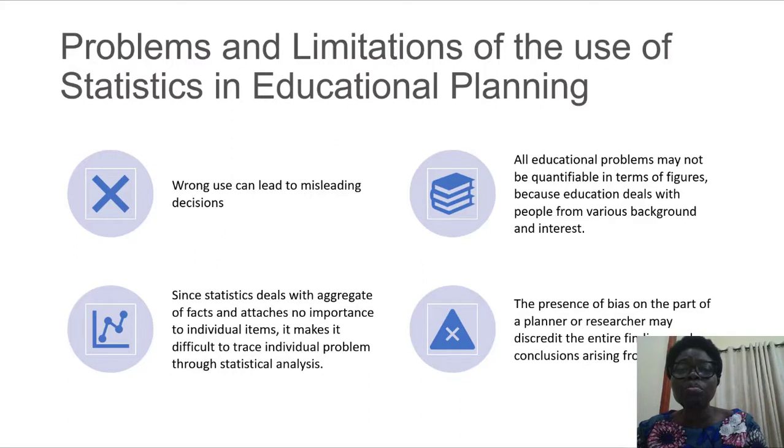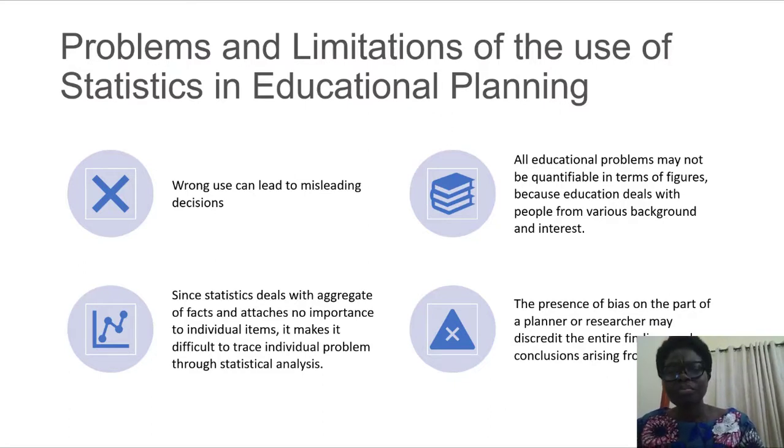Again, not all educational problems may be quantifiable in terms of figures, because education deals with people from various backgrounds and interests. What do we mean by this? We are not dealing with the same set of human beings, therefore when you use data and you generalize, it is not isolating the particular problem associated with that range. For example, you have the federal government policy that every child must start primary 1 at the age of 6. But you discover this was not really going in that order. Even some schools and some parents go against this. You find children of 4 years old starting primary 1. So when you base your decision, your budget and your planning on what the policy says, you discover that in the real sense, some other things may be lacking.